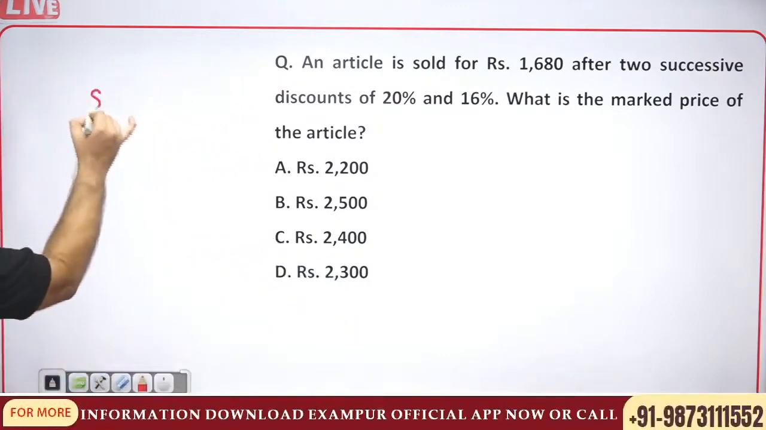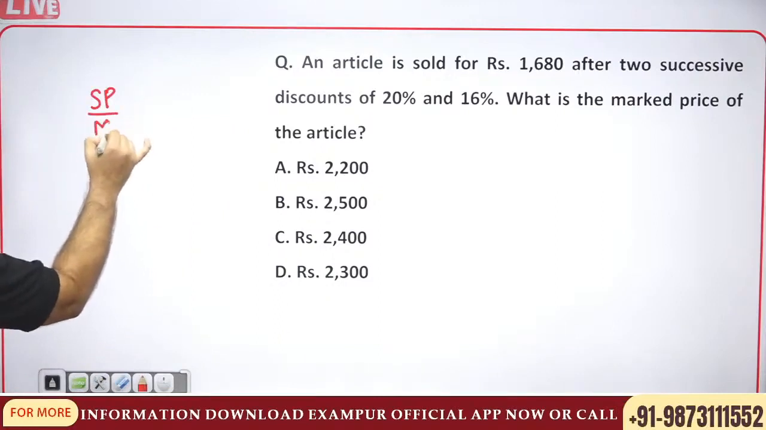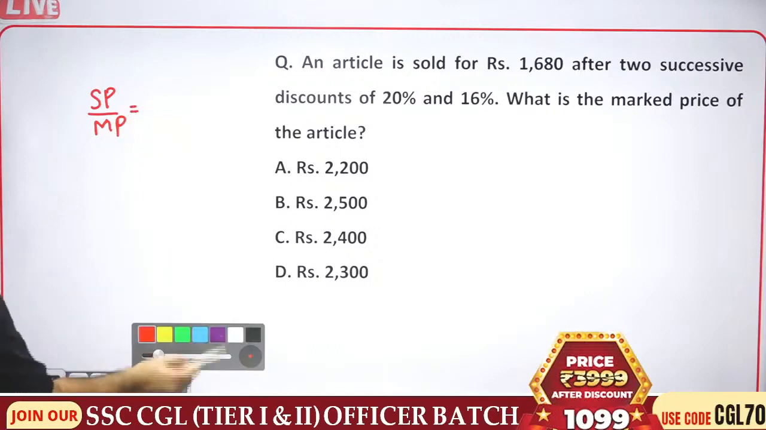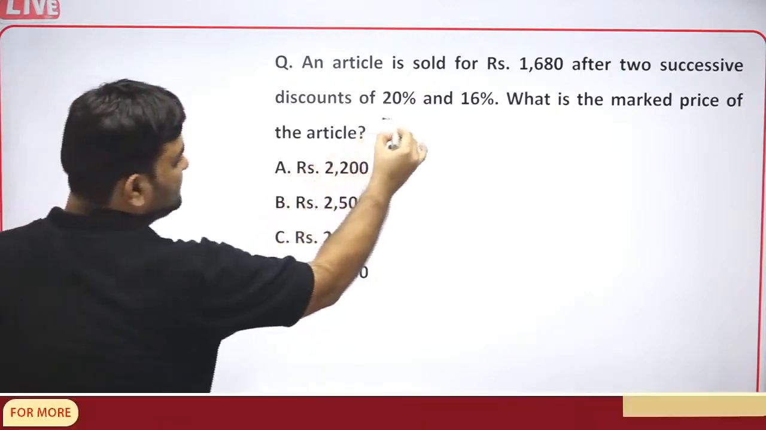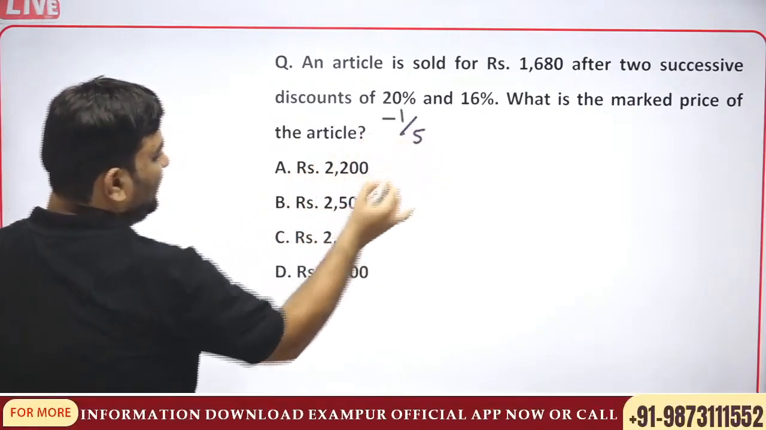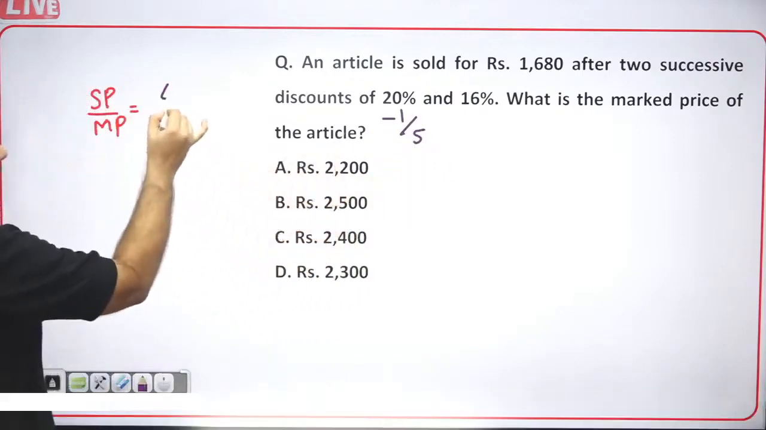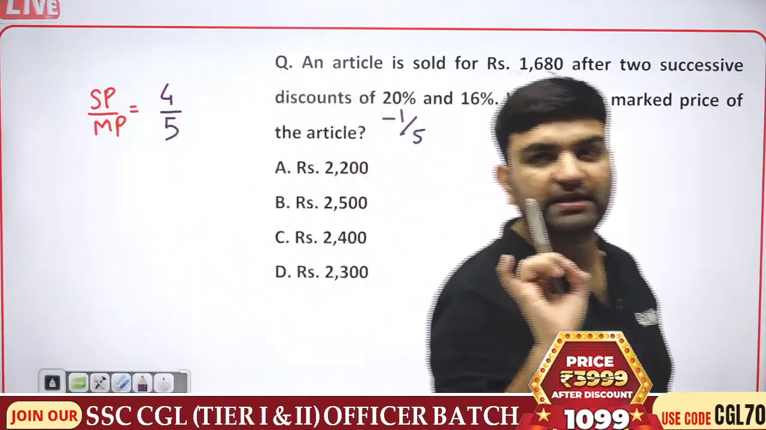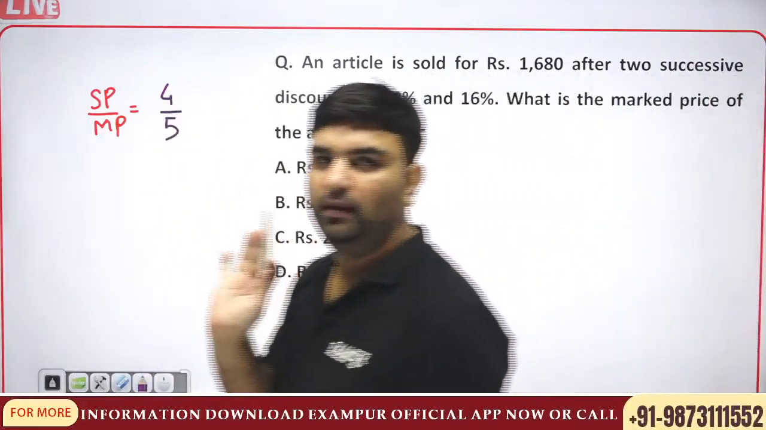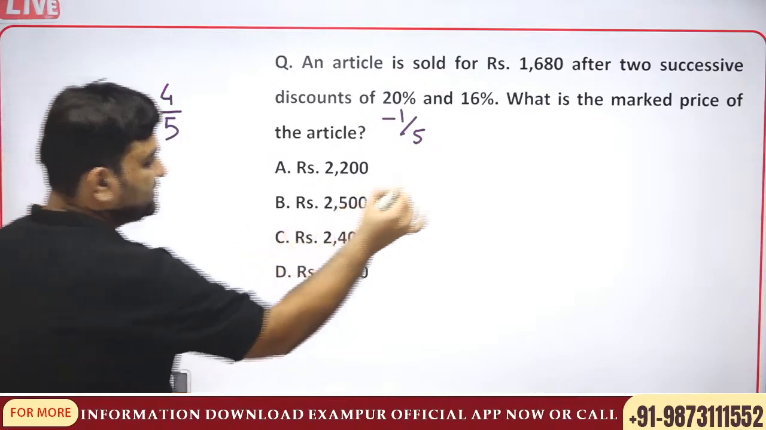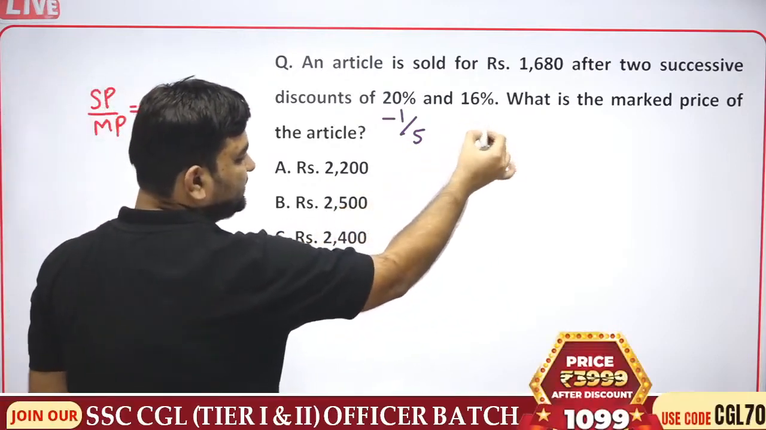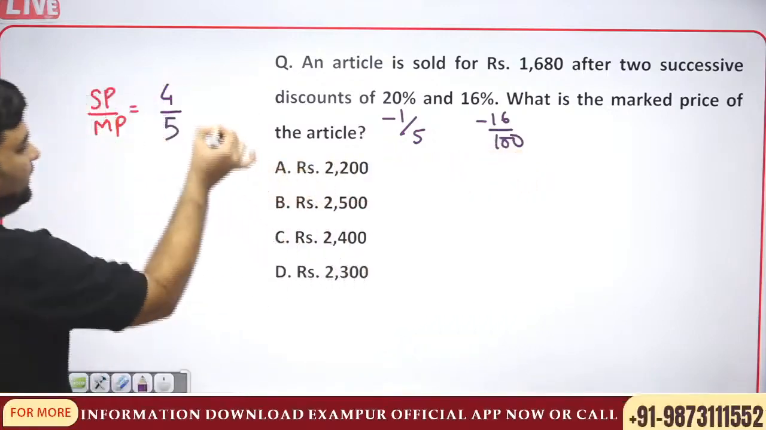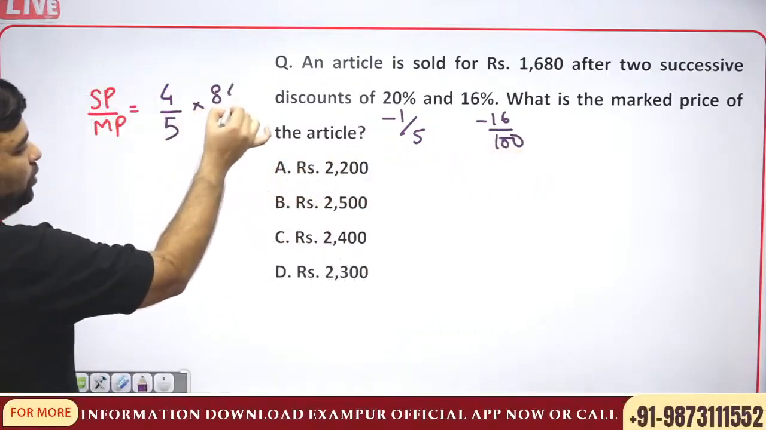SP over MP is like whatever is the discount. First discount is 20%, so a discount of 1 over 5. After the first discount, SP will remain 4 by 5 of MP. Second discount is 16%. We are only taking a discount of 16 over 100, so it will remain 84 over 100.